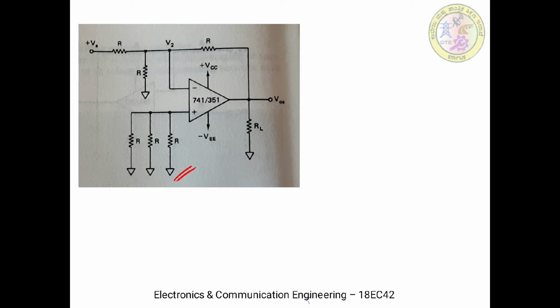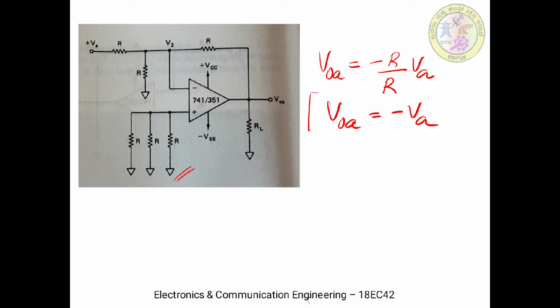So VOA, that is the output voltage because of the applied input VA, is equal to minus R by R into VA, or VOA is equal to simply minus VA. So this is one output.